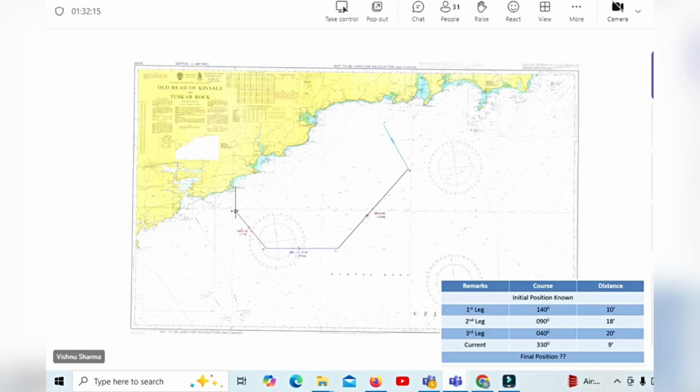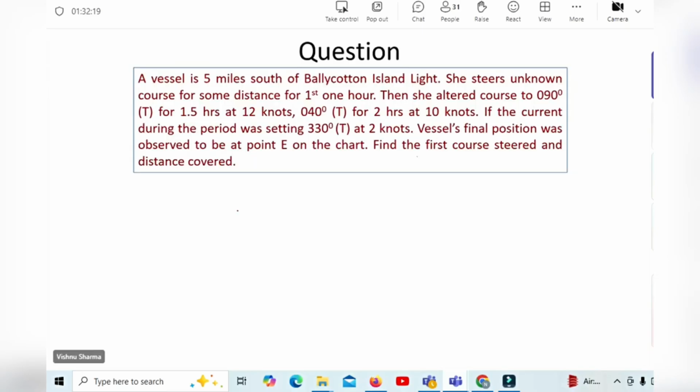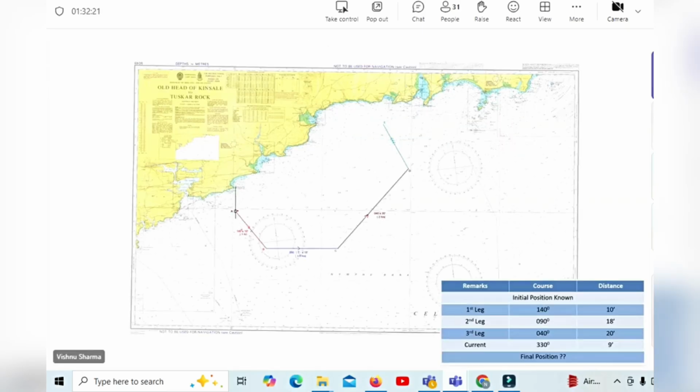Guys, does anybody have any questions? E is the final position? Yes or no? Please tell me. Yes, sir. This is 330 into 9 miles. Does everybody agree? Anybody has any questions in getting the final position E through this plot? Anybody wants to clarify?